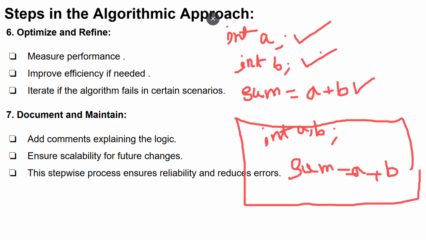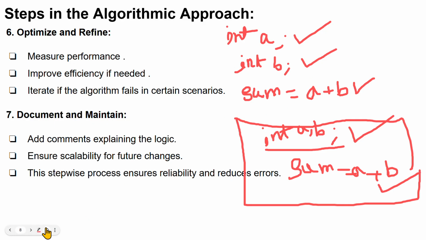Instead of writing three lines, integer a, integer b, sum equal to a plus b, now what I have written is integer a, b; semicolon. So this is my first step. In the second step I write sum equal to a plus b. So instead of three steps, I converted it into two steps. This is called optimization. Wherever it is possible, I will reduce the number of lines and try to optimize the memory allocation.